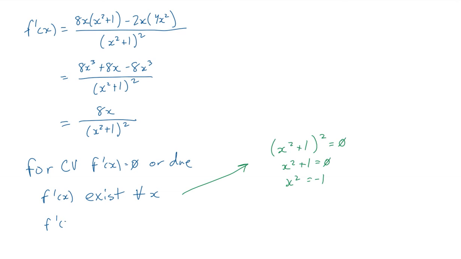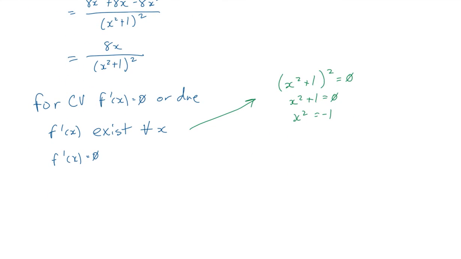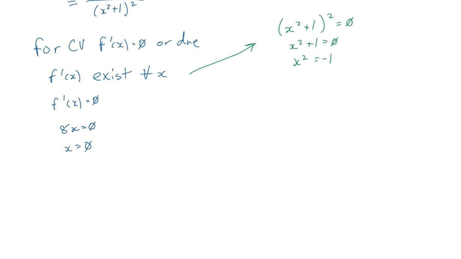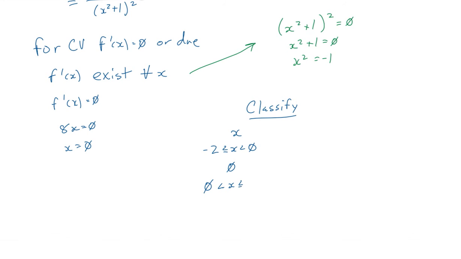Where does f prime equal 0? That's where the top is 0. So that's at 0. So again, in this example, we only have one critical value. So we're going to put it into a chart and figure out what is happening at that place. So we've got our interval from -2 to 4. So from -2 to 0, and then from 0 to 4.